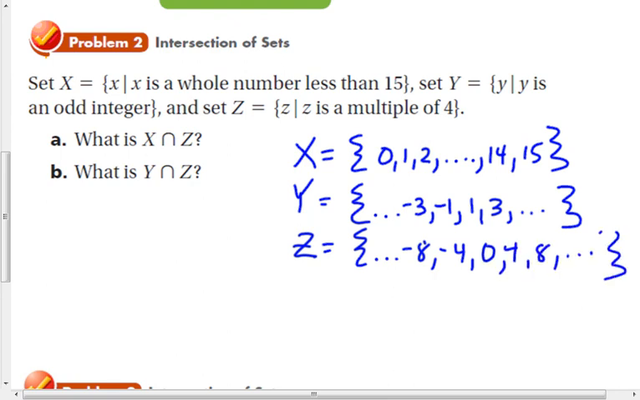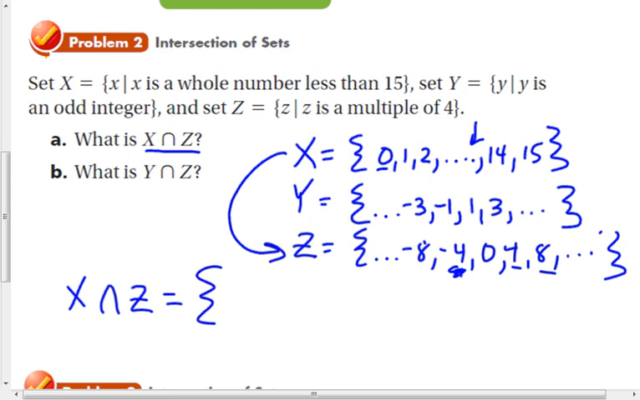and so on. Okay, so the first thing we're going to do here is the intersection of X and Z, so what they both have in common. And that would include 0. That would include 4, not negative 4. 4, 8, 12, because 12 is in this set. And also, and that's it, because the next multiple of 4 is 16. So X intersect Z equals, and we'll put that in roster form, 0, 4, 8, and 12.